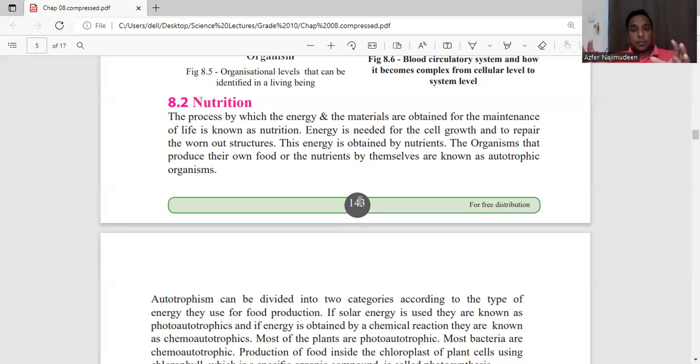So these are the two categories, autotrophic as well as heterotrophic. I repeat, organisms that produce their own food are called autotrophic. Organisms that depend on autotrophic organisms are called heterotrophic.